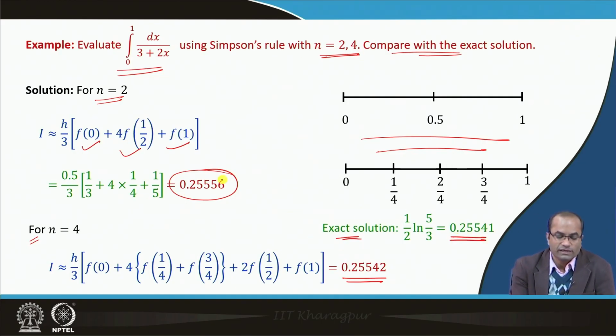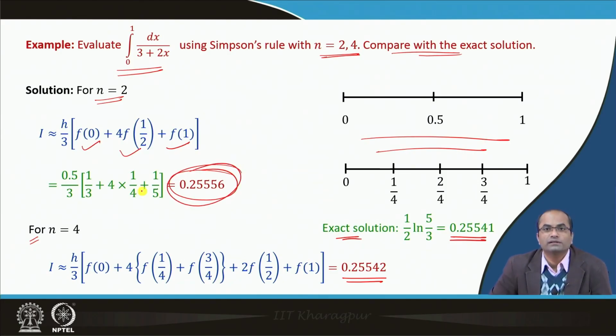So, we do see we are getting a much better result now than the trapezoidal rule, as even in the single application itself we are matching with 3 digits, and here it is even better when we take n equal to 4 points.